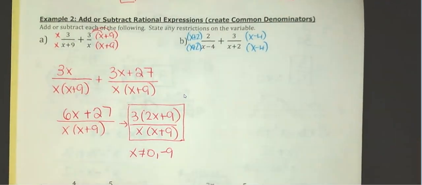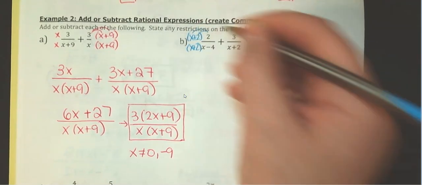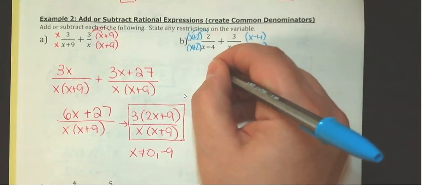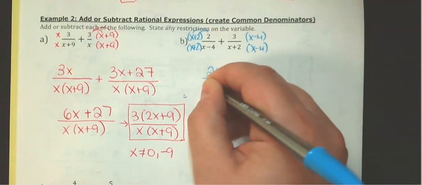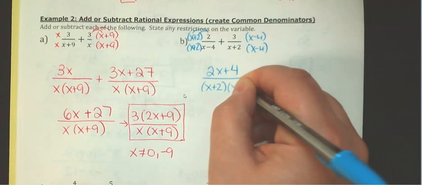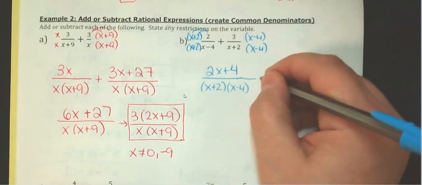Just go ahead, leave the bottom in factored form, but I am going to simplify the top. So on this one, if I have x plus 2, I'm just going to distribute a 2 to that. So it would be 2x plus 4. Now, the bottom is going to be that x plus 2, x minus 4. That's going to be our common denominator. Just leave that in factored form.